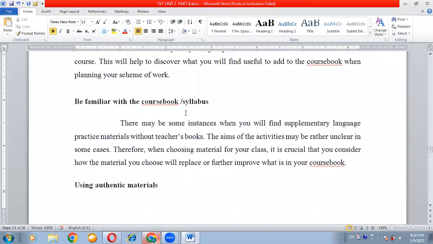Be familiar with the course book and the syllabus. There may be some instances when you find supplementary language practice materials without teachers' notes, and the instructions for the activities may be rather unclear. Therefore, when choosing materials for your class, it is crucial that you consider how the materials will replace or further improve what is in your course book. It should match the course book.